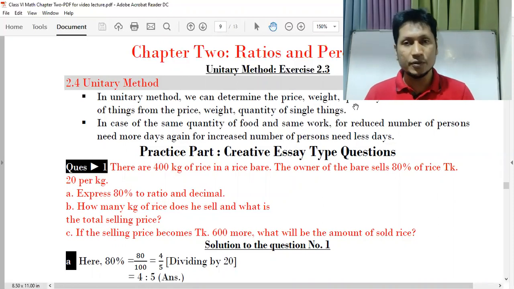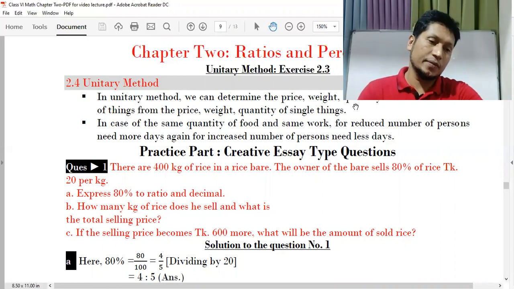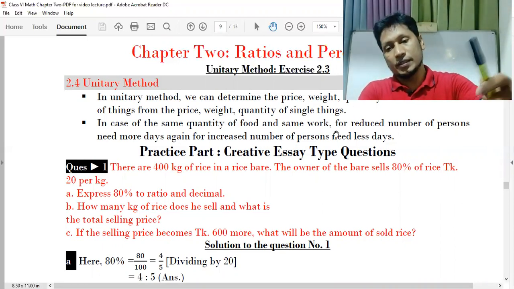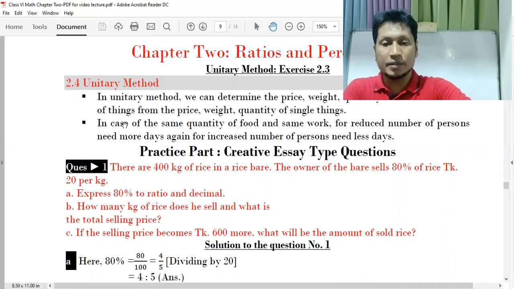The benefit is that if you know the price of a single quantity, of a single weight or a single thing, then we can easily determine any quantity of these things. As an example, if we know the price of this marker, then you can find out the price of 1 dozen markers or any number of markers. That's the benefit of doing unitary method related maths.